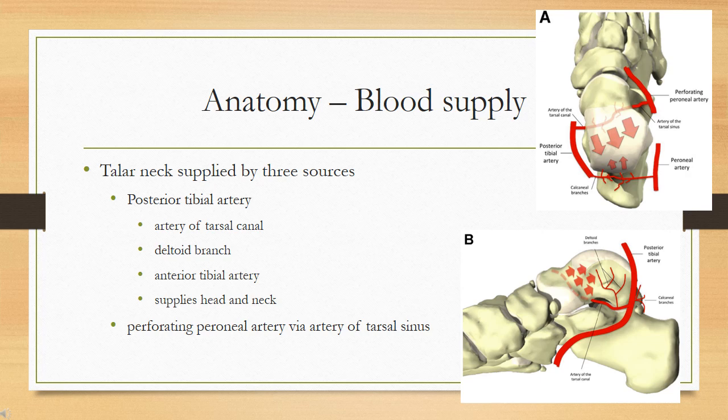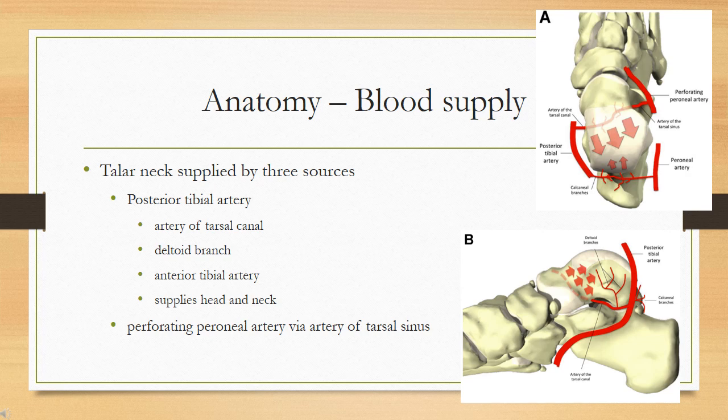Firstly, the posterior tibial artery is the most important. Its branch, the artery of the tarsal canal, supplies the majority of the talar body, while the deltoid branch supplies the medial part of the talar body and may be the only remaining blood supply in displaced talar neck fractures.